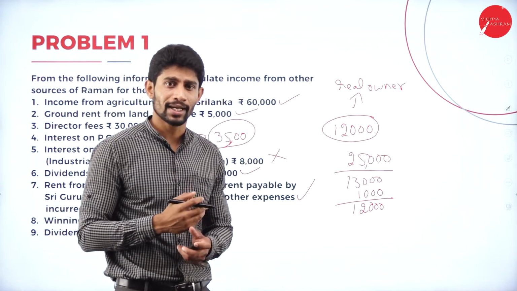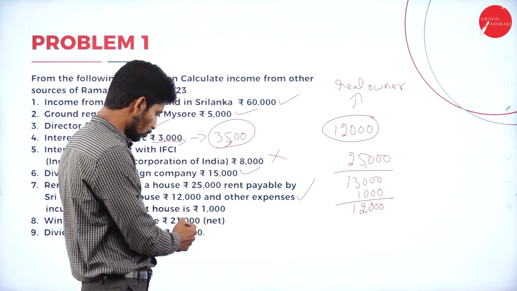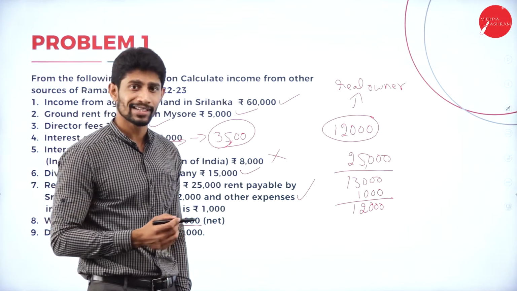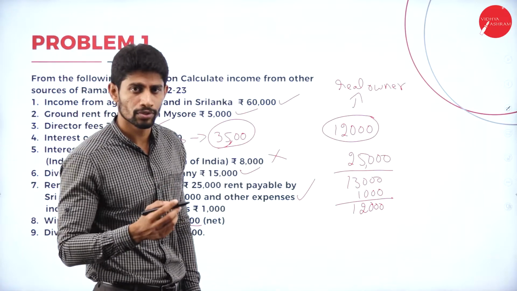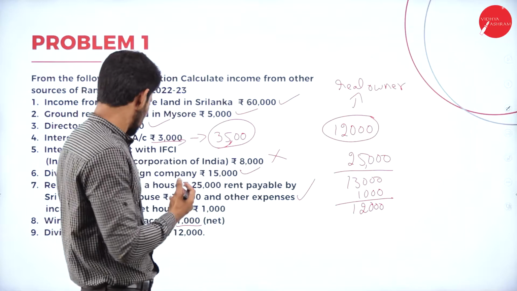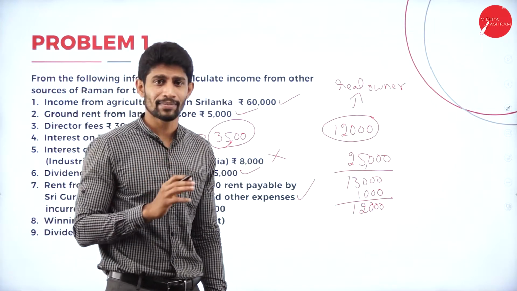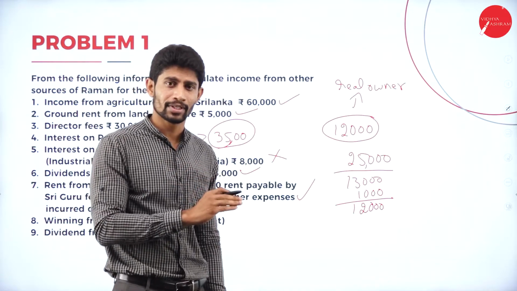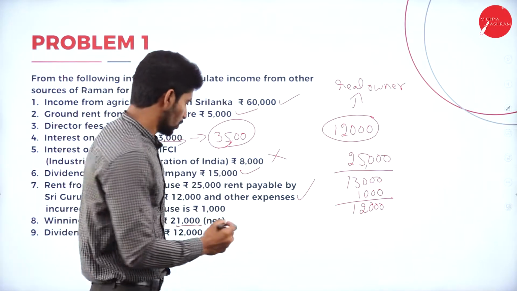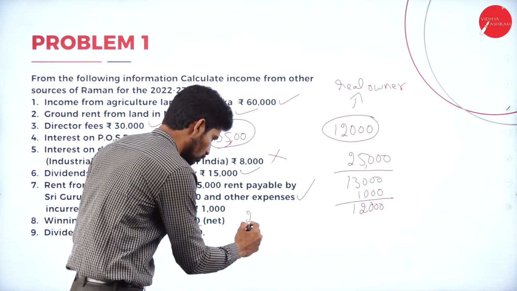We are supposed to make it as gross value. Whatever the value is given, rupees 21,000, it is the net value. We are supposed to make it gross value. Under income from other sources, winning from horse race is taxable at 30%, and 30% tax is already collected. So to find out the 100% value, we will do like this.